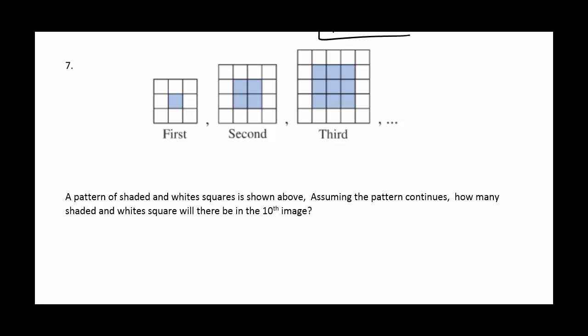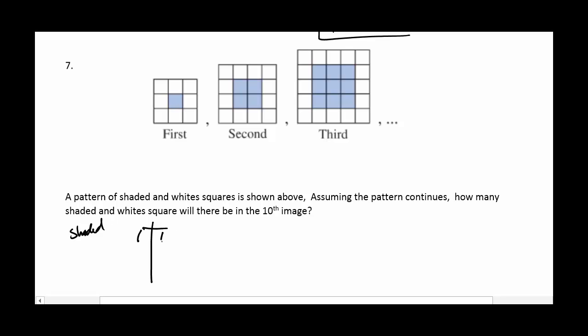The question goes, a pattern of shaded white squares is shown above. Assuming the pattern continues, how many shaded and white squares will there be in the 10th image? Okay, so talk about organizing our thoughts. We're going to look at this two different ways. We're going to start with the shaded squares and see what we notice here.